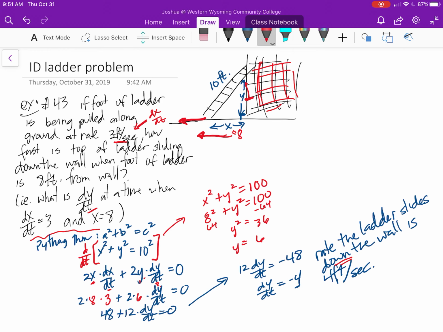So that's it. Now this happens under those given conditions. Because when the foot of the ladder was 6 feet away, it could change things. So when it is 8 feet from the wall and all that other stuff is happening, that's when it is dropping 4 feet per second.